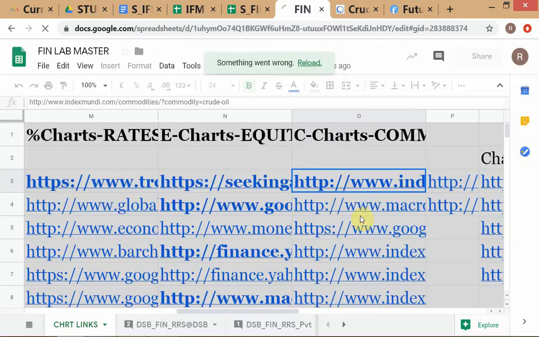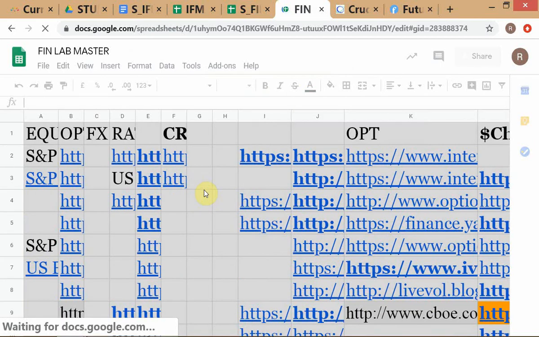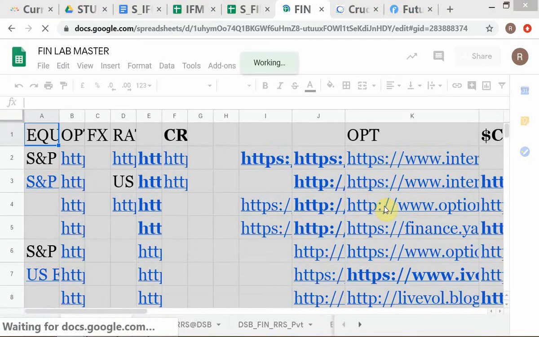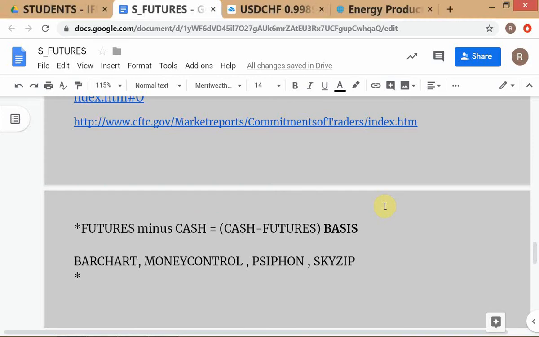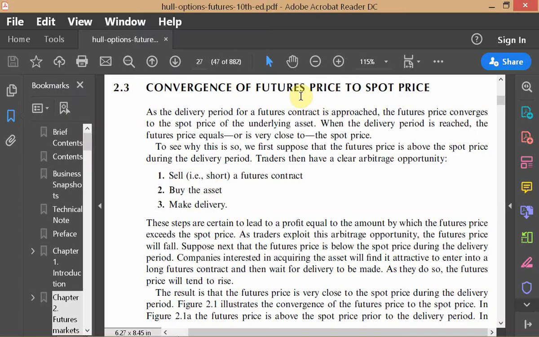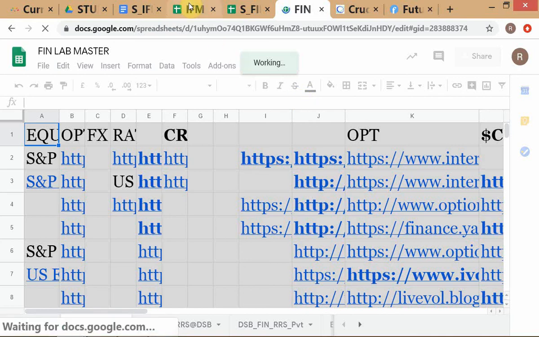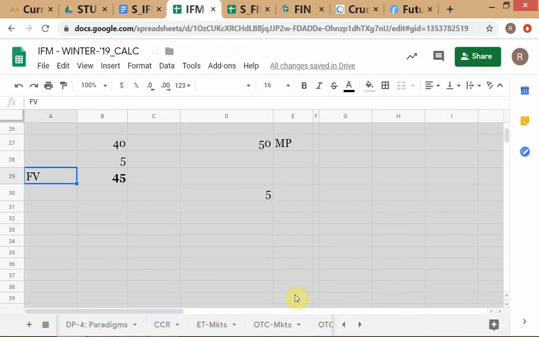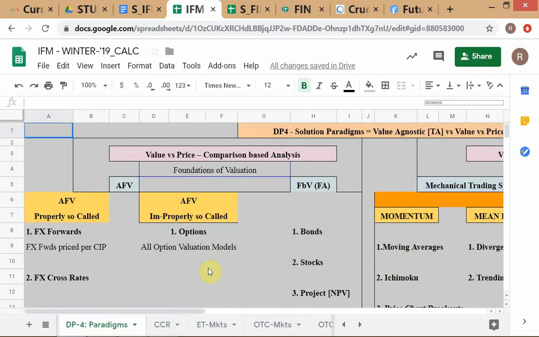And maybe we can even discuss, if we have, I don't know if this thing is able to open over here. Okay, we'll wait for this to open. So let's go back to the DP4 paradigms. So what are we discussing?